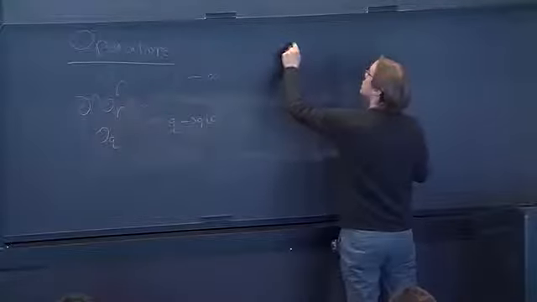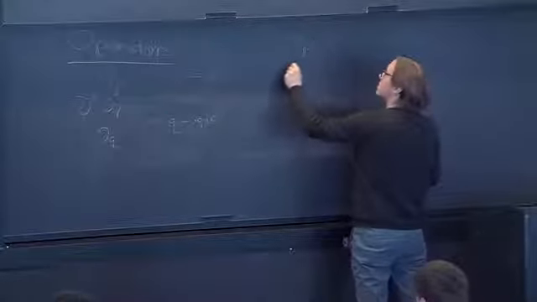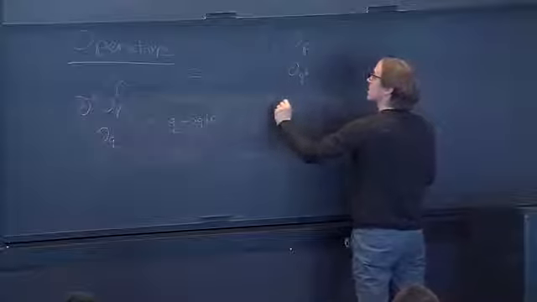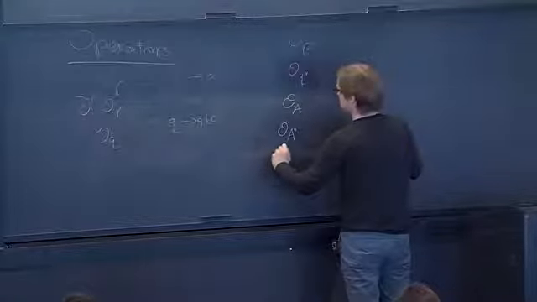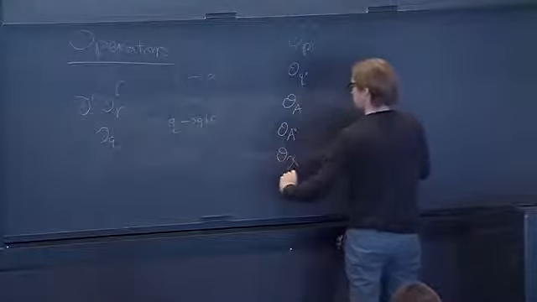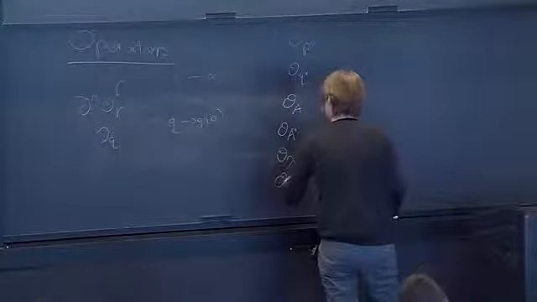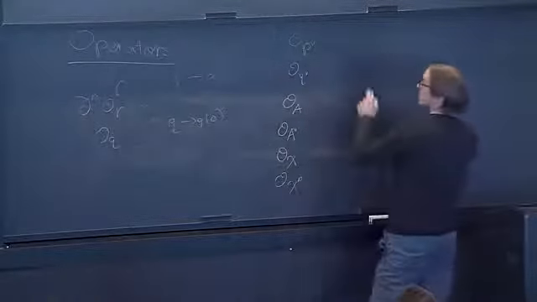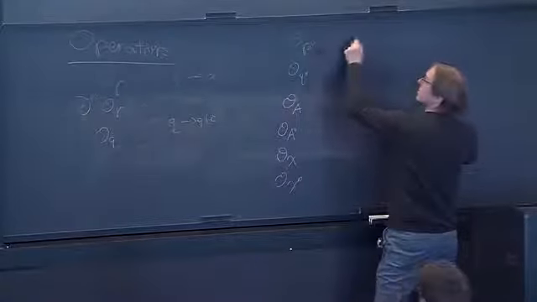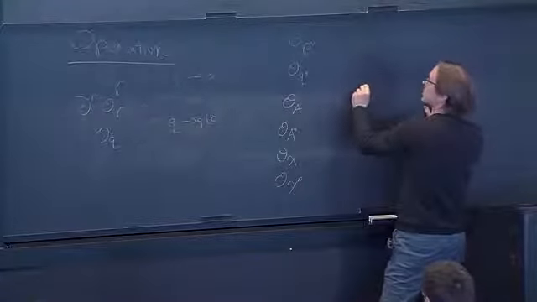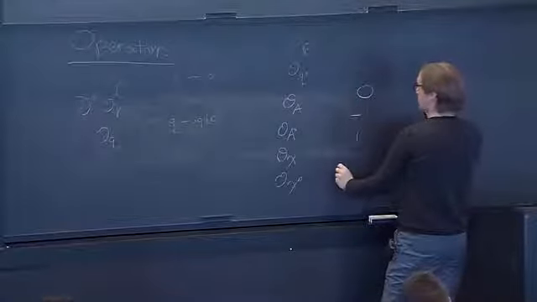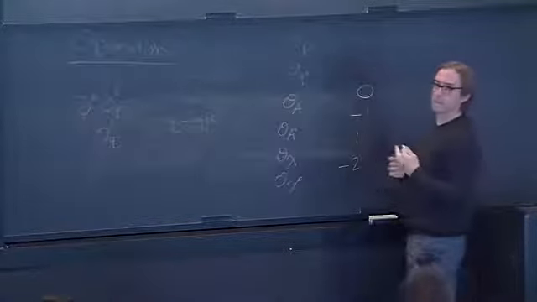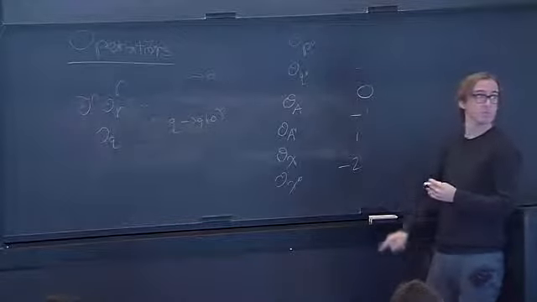Similarly, O Q star, OA, OA star, O chi, O chi star. So these are of ghost number here -1, -1, 0, -1, 1, -2. Because it's the reverse of what the plus means.